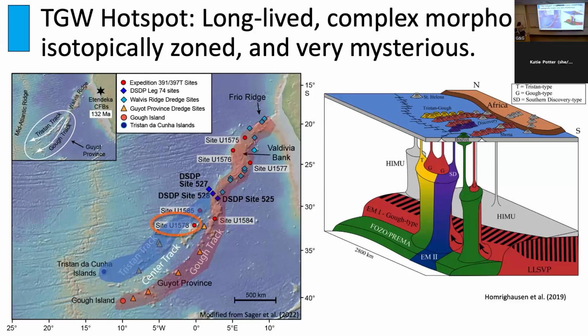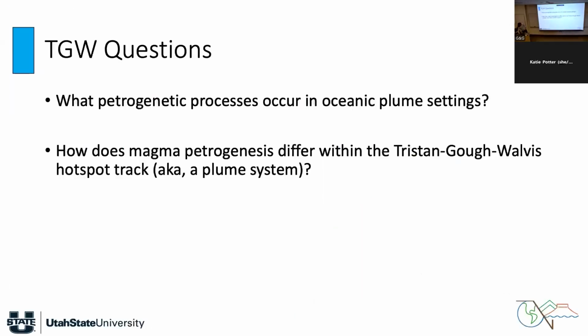And so to answer this question, we drilled a lot of sites as part of Expedition 391. And this is the one I'll be talking about, right in the middle of the center track, the longest record of center track volcanism that has ever been obtained. So very exciting rocks. So the biggest question, the more general question, is what petrogenetic processes occur in oceanic crust? And how does magma petrogenesis differ within the Tristan-Gough-Walvis hotspot track, or in other words, a plume system?